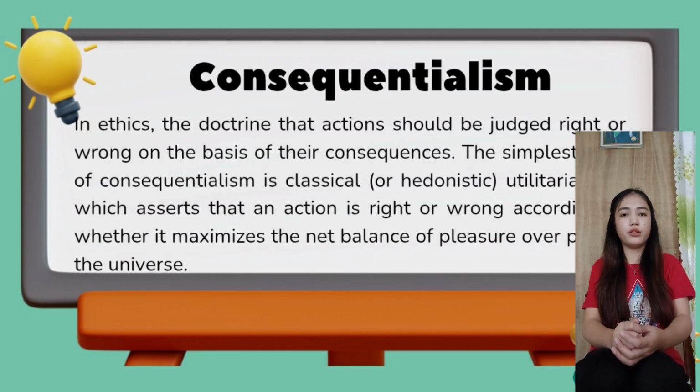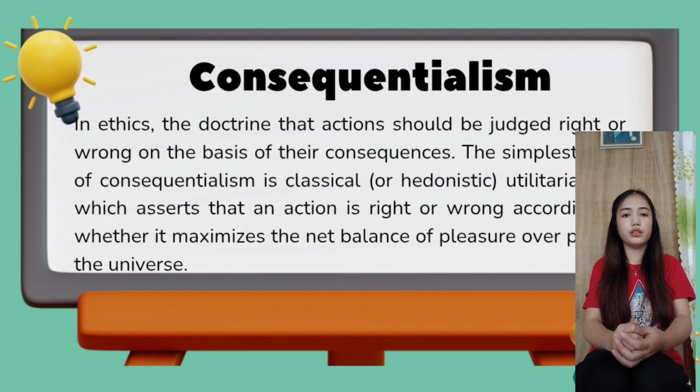Consequentialism. In ethics, the doctrine that actions should be judged right or wrong on the basis of their consequences. The simplest form of consequentialism is classical or hedonistic utilitarianism, which asserts that an action is right or wrong according to whether it maximizes the net balance of pleasure over pain in the universe.